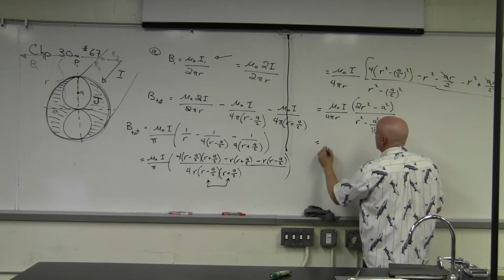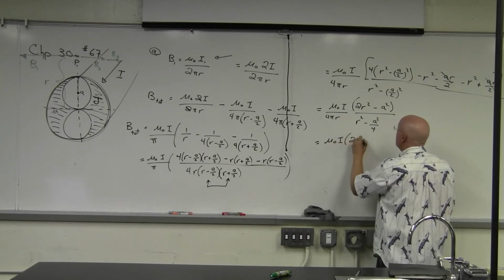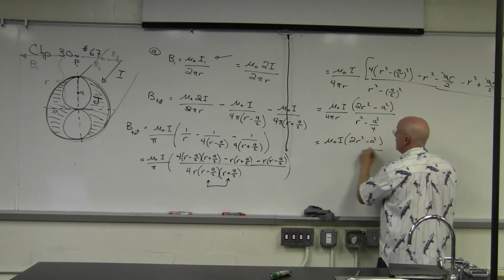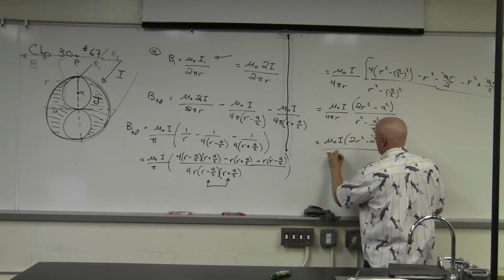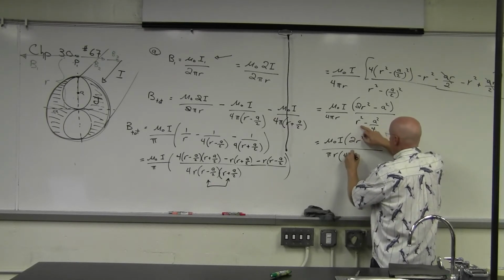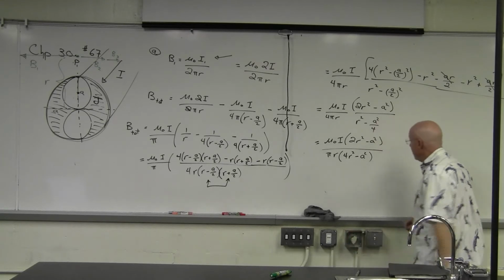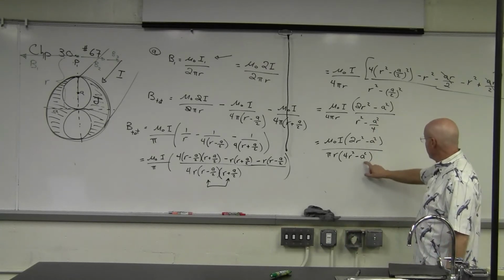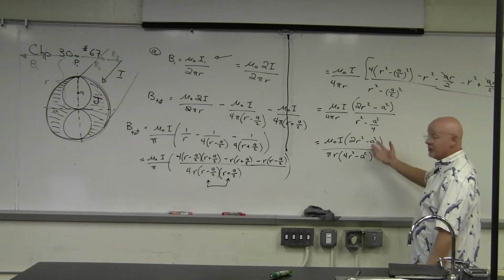Okay. So then I've got a mu naught, I've got an I, I've got a 2r squared minus an a squared. And maybe I'll take this 4. So I'll go pi r. And this would be then a 4r squared minus an a squared. And that's the difference between two squares, so we could factor that. We could also factor that one. But I don't see an advantage of that.